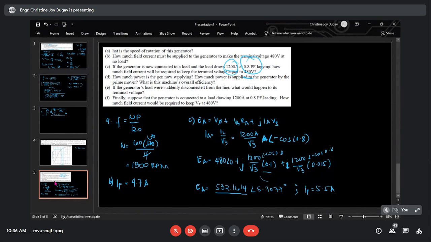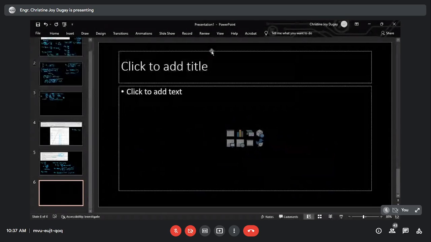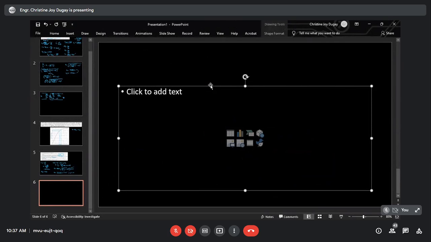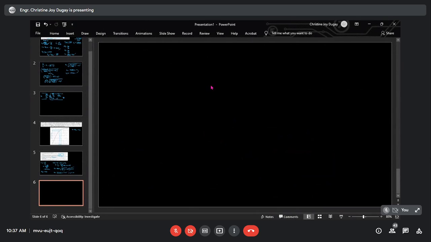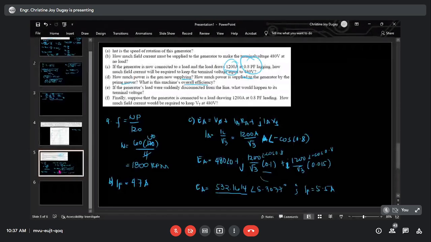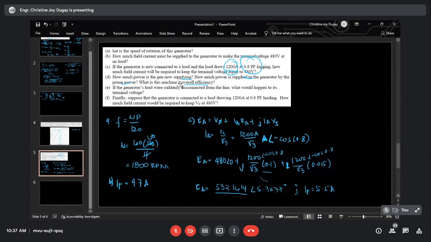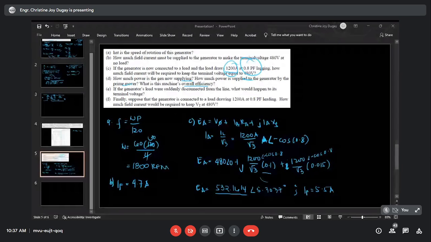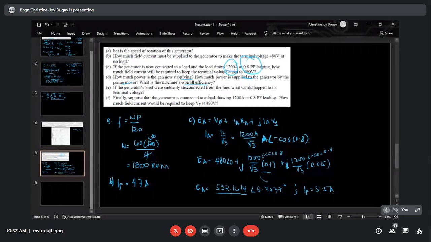How much power is the generator now supplying? So, P input: how much power is supplied to the generator by the prime mover? And then what is the machine's overall efficiency? So, for letter D, paano natin malalaman ang P input? Ay, supplied ba, or the output already? How much power is the generator now supplying? Is it input or output yung tinatanong? It's the output, no? Kasi ang tinatanong niya supplying.